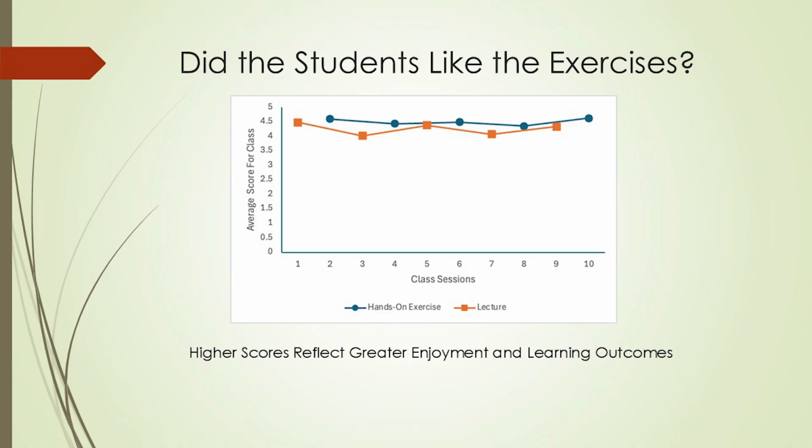So here's the data for students scoring how much they enjoyed the class. The blue circle line is when I did the hands-on exercises, and the square orange line is just me lecturing. A rating of 5 is the highest, meaning they liked it the most. So on average, they rated both classes pretty high, probably because they didn't want to hurt my feelings. So they rated lecture only pretty high and hands-on exercises high, but across the board consistently, they're enjoying the hands-on exercises more if you're comparing the two.